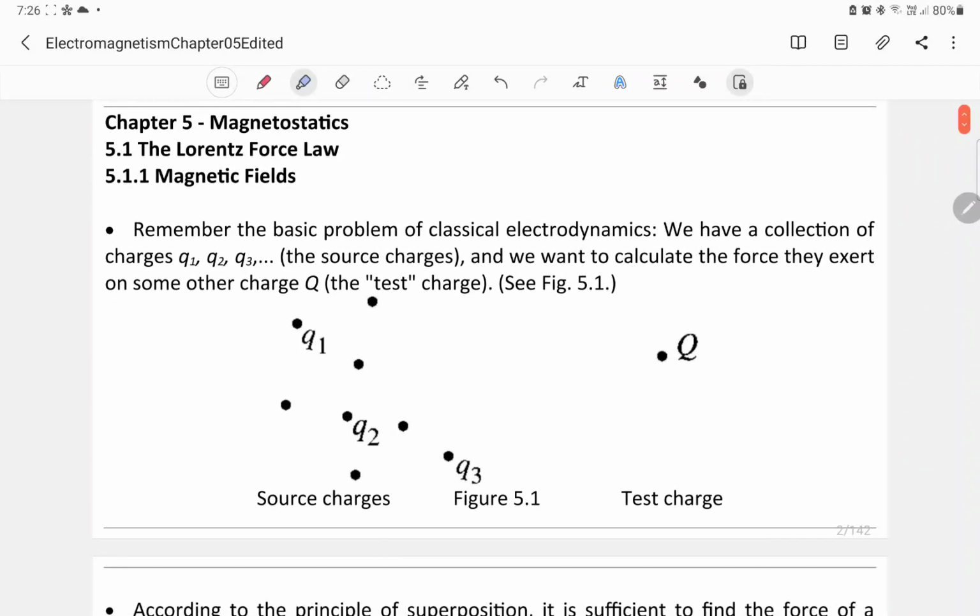So we will be dealing with magnetostatics. And of course, we start with the Lorentz Force Law, and we will introduce magnetic fields in this lecture.